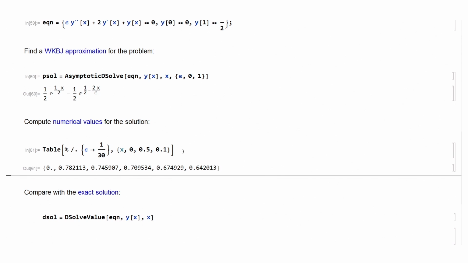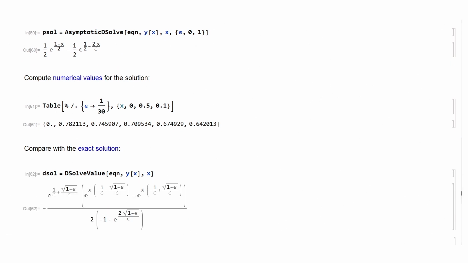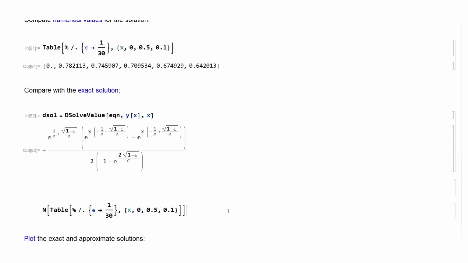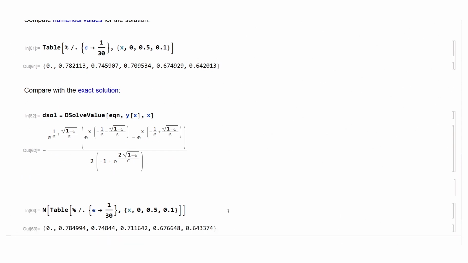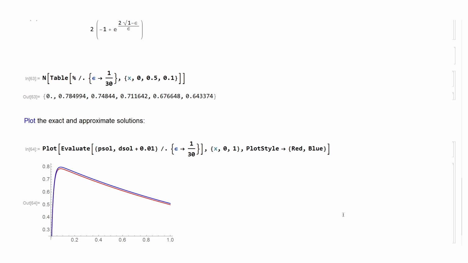You plot it, so you find a table of values, compare with DSolve, or DSolveValue in this case. You get back almost the same solution numerically, but look at the complexity of the approximation versus the exact. In fact, if you plot them both, they look almost identical. The reason they look almost identical is because I added the plus 0.01 over there. If I had not done that, they would exactly match. So with just a single term in the perturbation series, we have got so much power of computation.